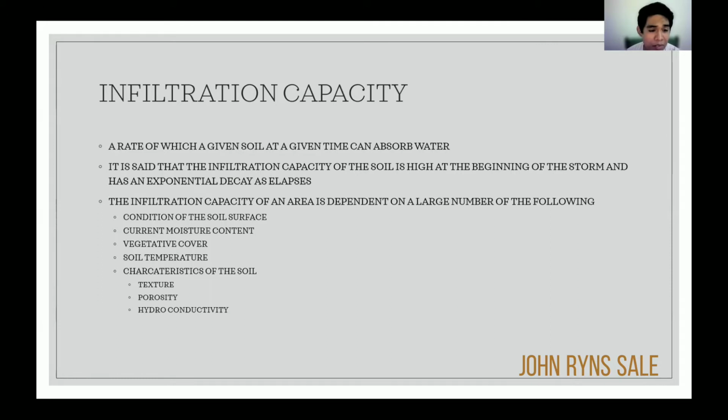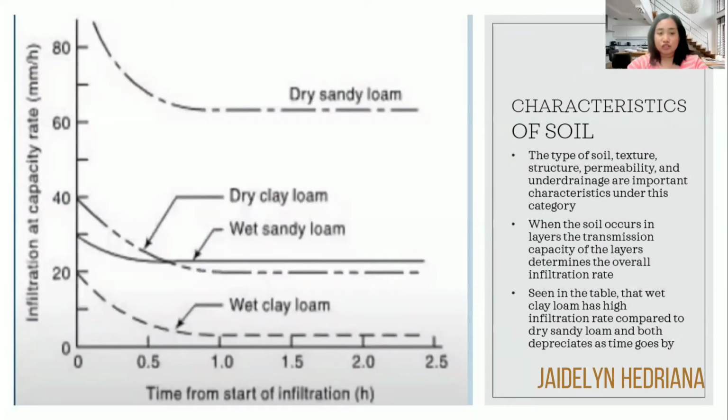Soil temperature. If a saturated soil mass gets frozen due to severe low temperature, it becomes nearly impermeable. It affects the infiltration. Characteristics of the soil are texture, porosity, and hydraulic conductivity. Characteristics of soil. Soil is an unconsolidated aggregate of mineral and rock fragments ranging in size from clay, silt, sand to gravel. The type of soil, texture, structure, permeability, and under drainage are important characteristics under this category. When the soil occurs in layers, the transmission capacity of the layers determines the overall infiltration rate.